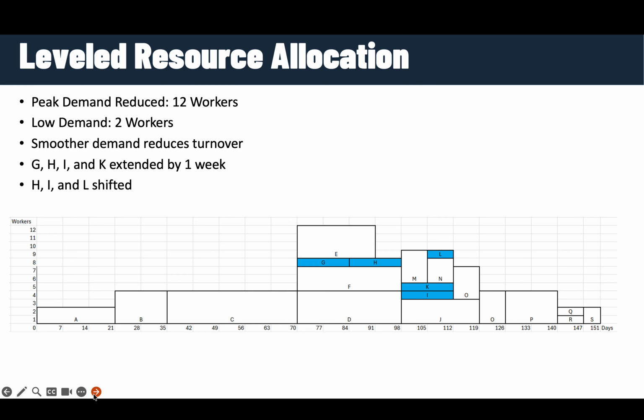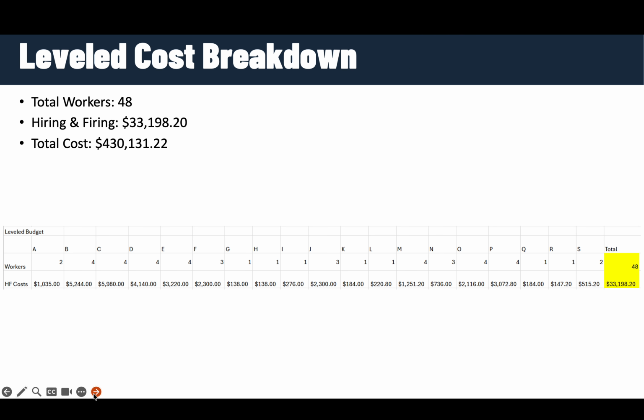This slide shows the improved resource allocation after leveling. The peak demand has been reduced from 17 workers to 12 workers, while the minimum remains at 2 workers. More importantly, the overall demand curve is now significantly smoother. This leads to fewer hiring and firing cycles and better workforce utilization.